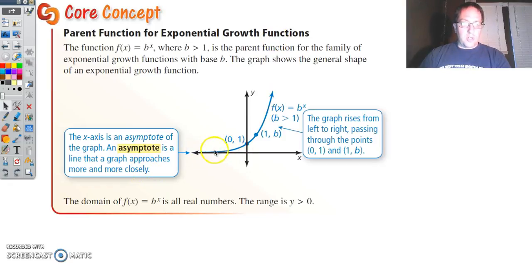Now, if you'll notice on the left here, the curve is getting very close to the x-axis, but it never actually touches it. This is called an asymptote. It keeps getting closer and closer, but it never actually gets all the way there. The domain for exponential growth is all real numbers, because it's going to go forever to the left and forever to the right. The range is y is greater than 0, not greater than or equal to 0, because it's never going to touch that axis.